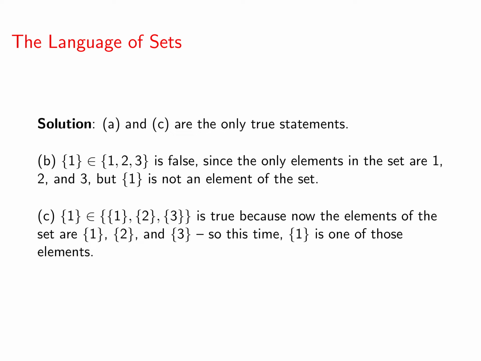However, if I change the set on the right side so that the objects in the set are no longer the numbers 1, 2, 3, but the set containing 1, the set containing 2, and the set containing 3, now the set containing 1 is one of those things, so this is a true statement.